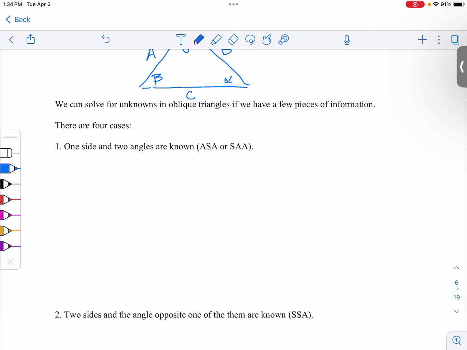If you know one side and 2 angles, these are known as angle side angle or side angle angle. And those triangles are named basically by what's known. All right, so it's always about what you know on a triangle, is how a triangle is labeled. The actual name of a triangle is not nearly as important as being able to use the information and find the missing stuff.